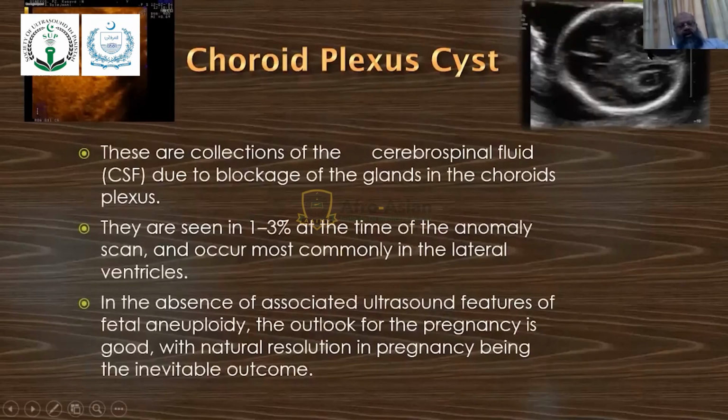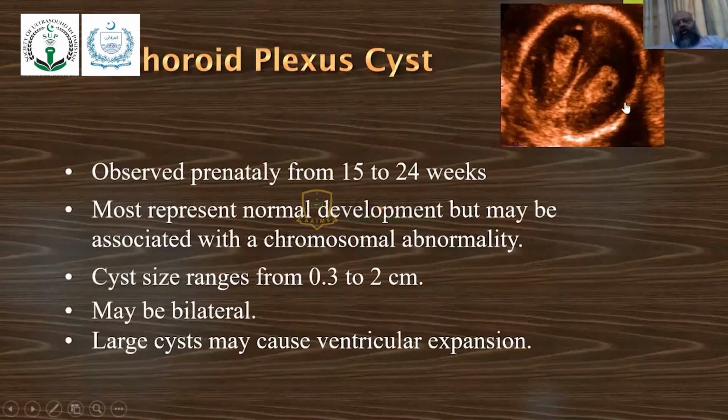Then we can have choroid plexus cysts. These are collections of the cerebrospinal fluid due to blockage of the glands in the choroid plexus. They are seen in 1 to 3% of the time of the abnormal scan. These are choroid plexus cysts. They can resolve spontaneously from 15 to 24 weeks. So if you find any choroid plexus cyst, you can wait till 24 weeks so that if there is possibility, they will resolve.